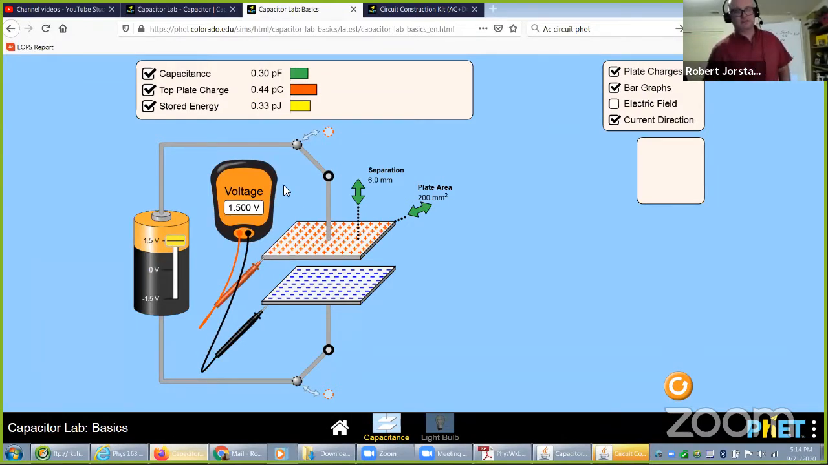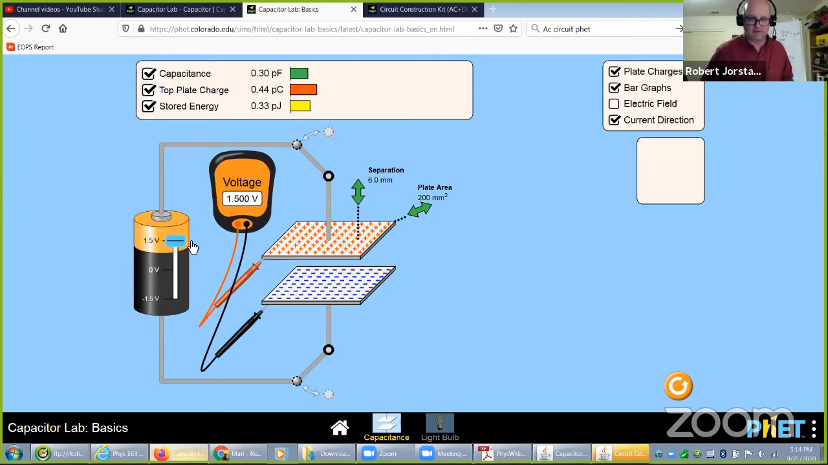Okay, so this is talking about a voltage measurement. It is not reading the potential of one of these plates, it's reading delta V. So this says, hey, if you put a 1.5 volt battery on here, I'm going to get 1.5 volts potential difference across here.